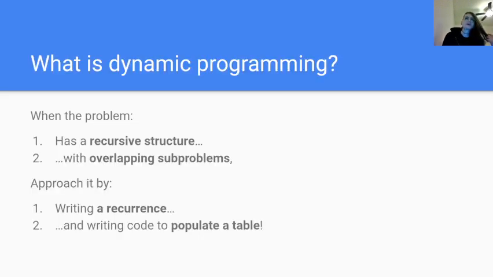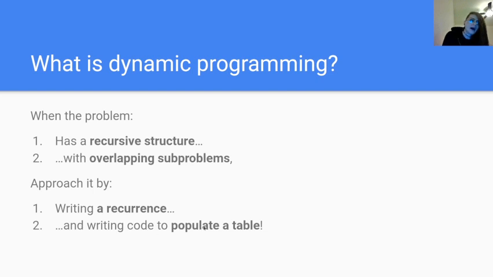Let's get into it. When the problem has a recursive structure with overlapping subproblems, kind of like when we saw the Fibonacci sequence in a previous lecture, and the two different terms of the Fibonacci sequence at any given step contained a huge amount of overlapping work in the subproblems. So that's sort of the vibe of what we're looking for there. We want those overlapping subproblems. Then we approach it by writing a recurrence. A recurrence is just a recursive formula that defines a sequence of numbers.